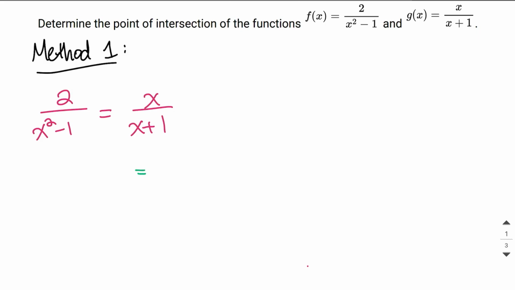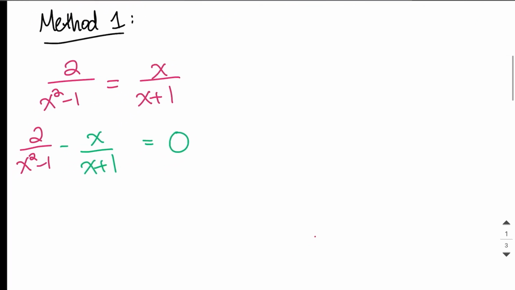So I'm actually going to get everything on one side and set it equal to 0. So what ends up happening is I still have 2 over x squared minus 1 right here. I just bring that down. But then I'm just going to subtract this x over x plus 1 over here. So I'm going to say minus x over x plus 1.